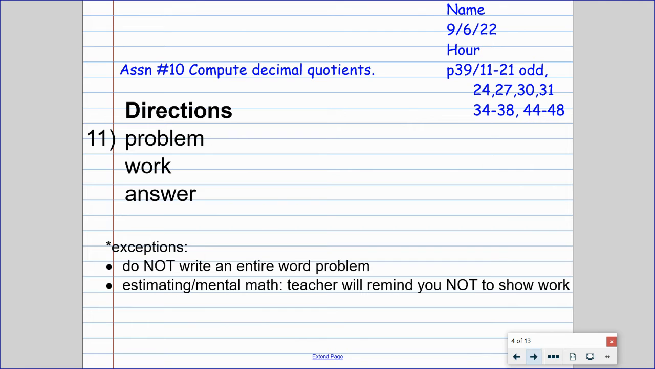All right, go ahead and pause your video, whatever the date is, whatever the assignment number is, pause your video, come on back when you're ready.